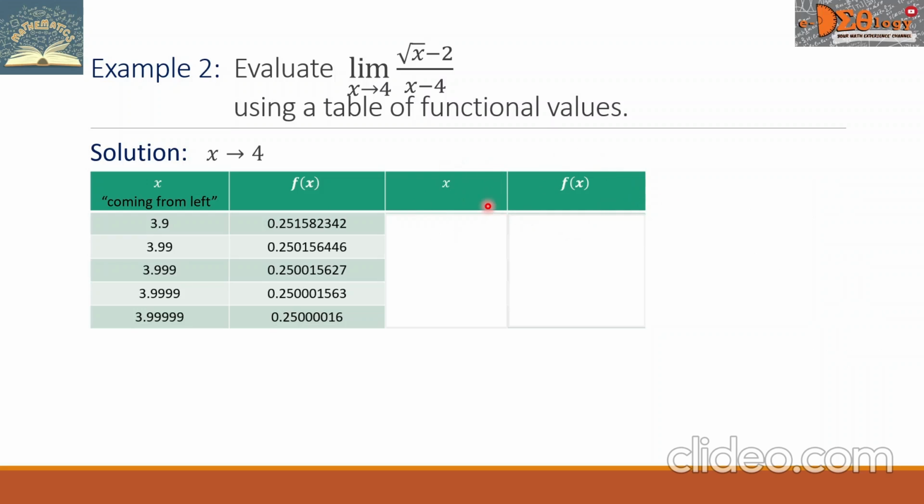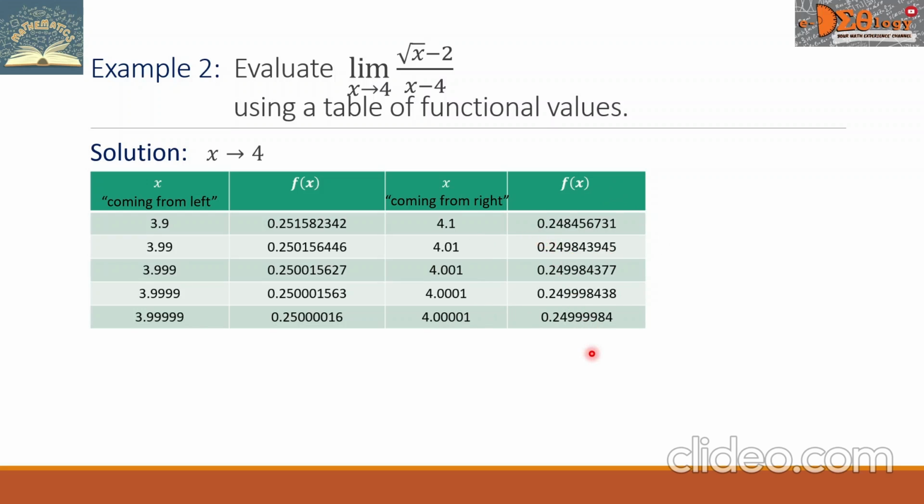Now for the second pair of x column and f of x. We write the values of x that comes to number 4 but coming from the right side. The values are 4.1, 4.01, 4.001, 4.0001, 4.00001. I hope you can see the pattern here. Now, let us find the corresponding values of f of x when x has these values. So, f of x will be like this.